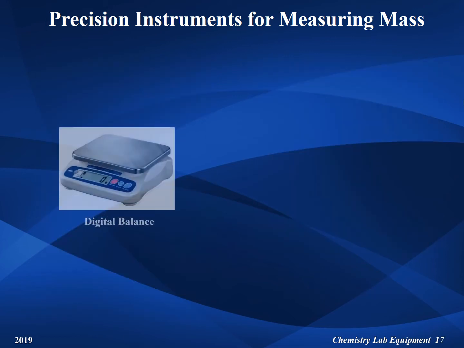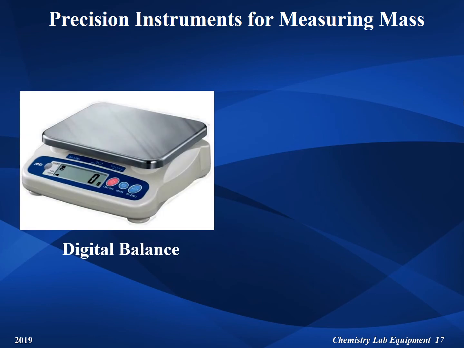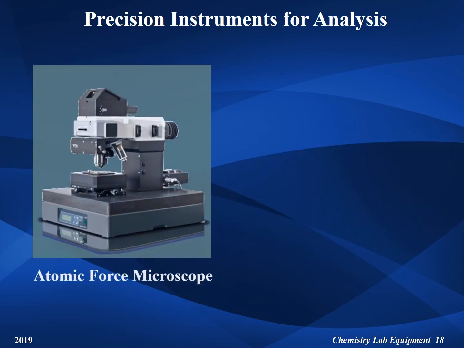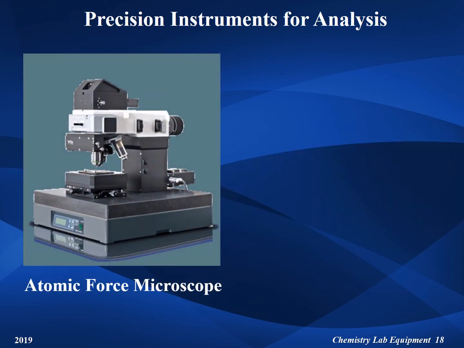This type of digital balance is used to measure larger amounts of substances in grams, and is widely used today in research laboratories. The triple beam balance shown in this photo is still used in many schools, and can still be seen in some laboratories. Today's modern laboratories have numerous precision instruments for analysis.